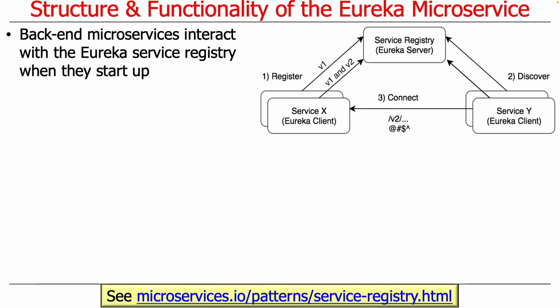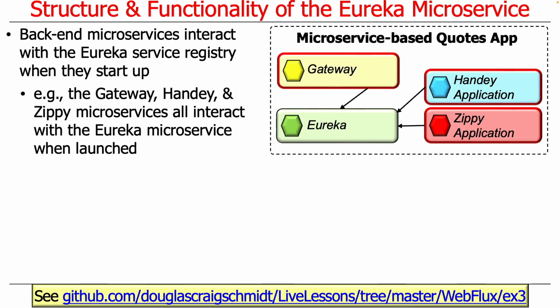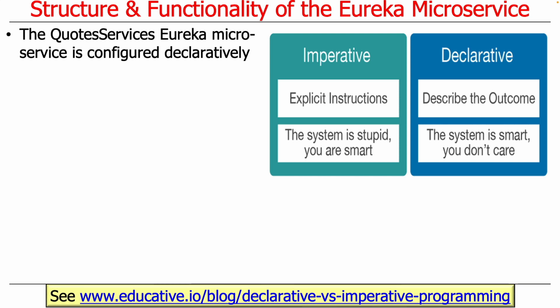So the way this works, of course, is the back-end microservices have to interact with Eureka and its service registry when they start up. And that, of course, is done declaratively, which is really cool. So we're going to have the gateway and the handy and zippy microservices all interact in various ways with the Eureka microservice once it's been launched and once they've been launched. They're going to be slightly different. The gateway interacts with Eureka in a slightly different way than the microservices. But again, it's all declarative and easy to understand.